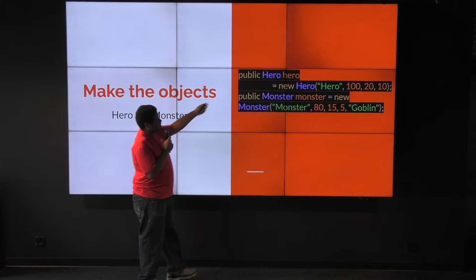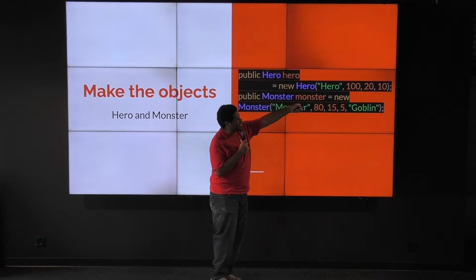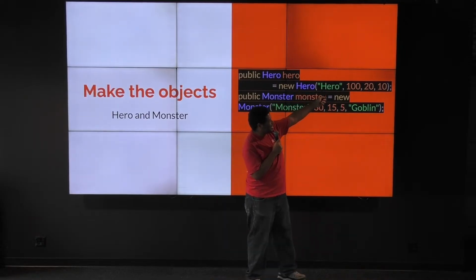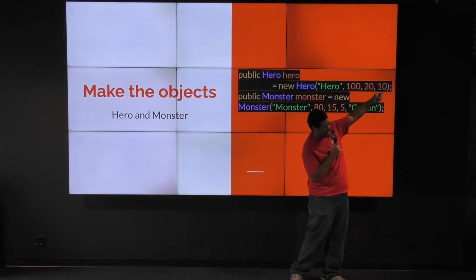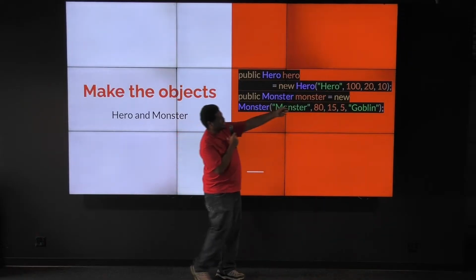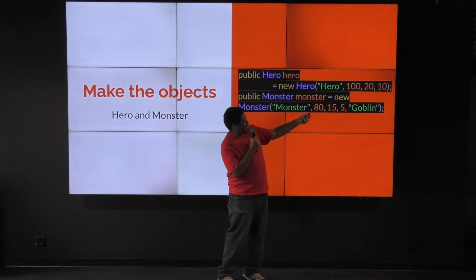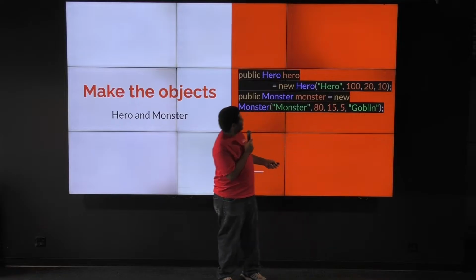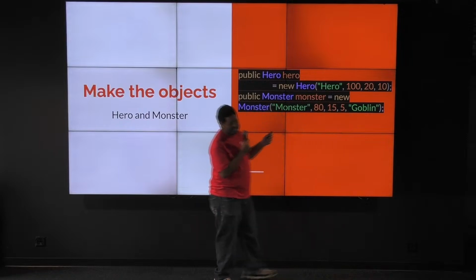So you'd have to make them first, and in this case we have hero, and they have the hero class. Their name in this case is hero, but they'd have 100 HP, 20 attack, and 10 defense. And the monster, which is just aptly named monster, would have 80 health, 15 attack, and 5 defense. And their monster type, which I forgot to go over, is goblin.